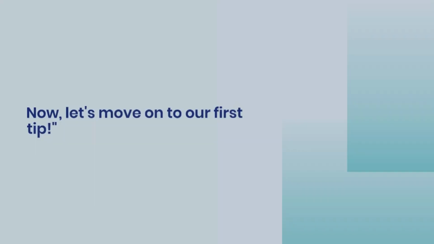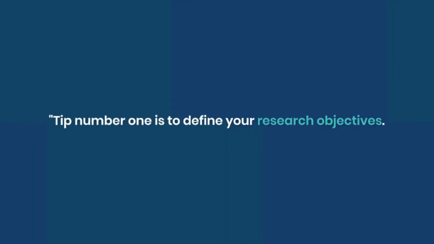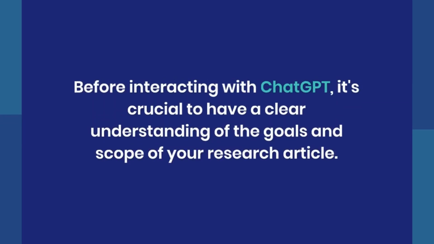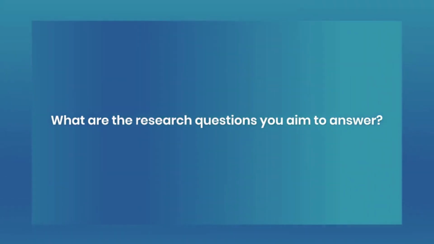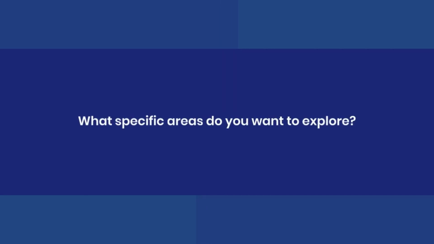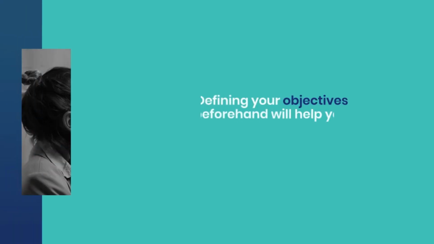Tip number 1 is to define your research objectives. Before interacting with ChatGPT, it's crucial to have a clear understanding of the goals and scope of your research article. What are the research questions you aim to answer? What specific areas do you want to explore? Defining your objectives beforehand will help you direct the conversation with ChatGPT effectively.